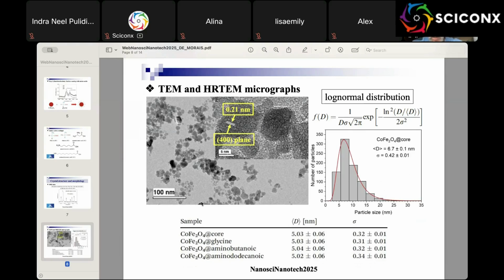So typical size of this synthesis is between 5 and 7 nanometer in mean size, and the size dispersity is about 0.32, which is very nice quality samples actually, as far as the size dispersity is concerned. Next slide, please.